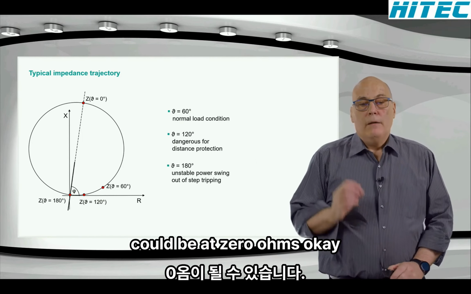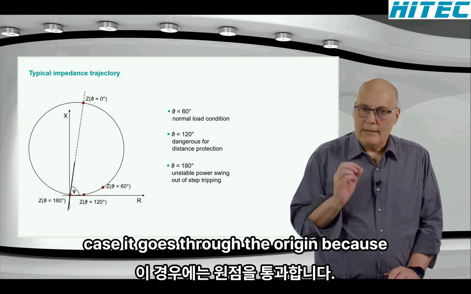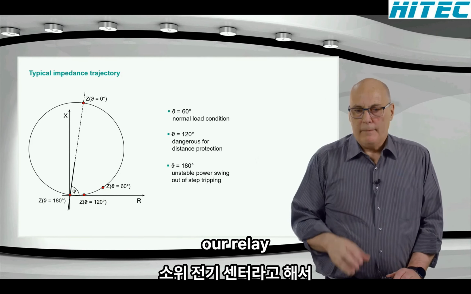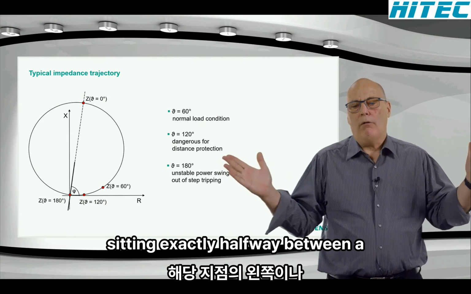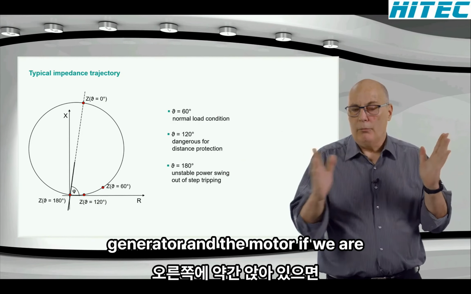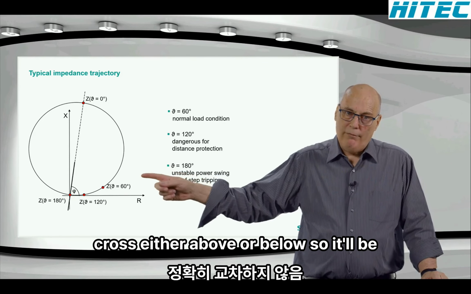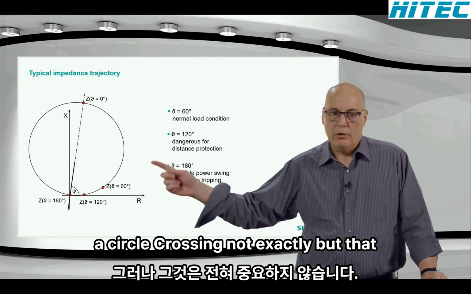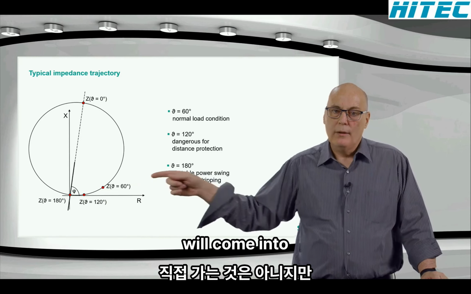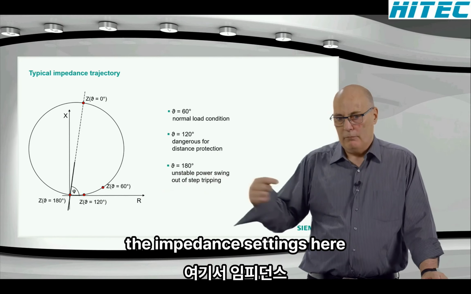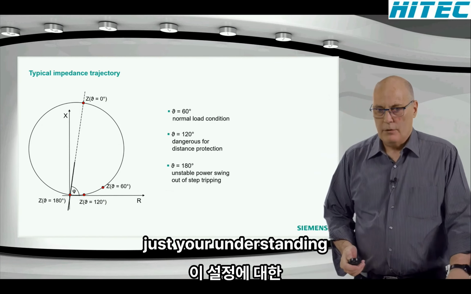Okay, and obviously if the swing continues to 180 degrees, in theory it could be at 0 ohms, okay? This circle does not have to go through the origin, okay? Just to mention, in this case, it goes through the origin because our relay that's measuring this is sitting at the so-called electrical center. So it's sitting exactly halfway between the generator and the motor. If we are sitting a little bit to the left or right of that point, the circle will cross either above or below. So it'll be a circle crossing, not exactly, but that doesn't matter. The trajectory will come into the impedance settings here, not necessarily going exactly through the origin, but this is one example, just to understand.